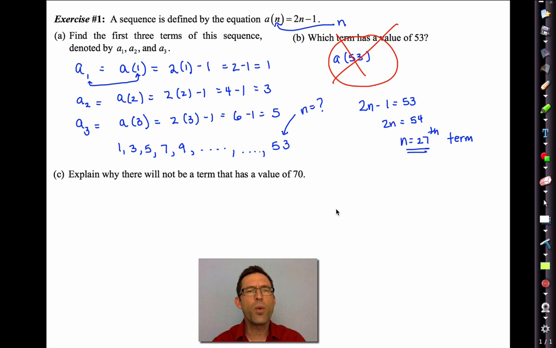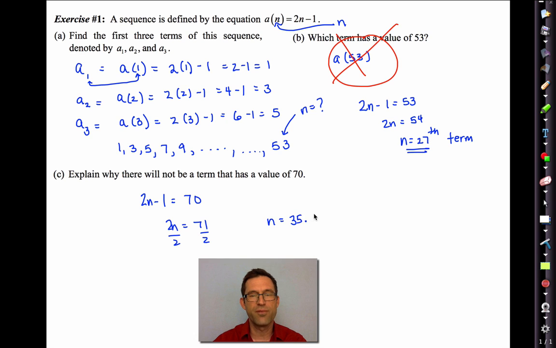Letter C, explain why there will not be a term that has a value of 70. Well, one way of just explaining this is all the terms appear to be odd. Another way of doing it, though, is doing exactly what we just did. We say, well, let me figure out the value of n. So I'm going to get 2n equals 71, divide both sides by 2, and I'm going to get n equals 35.5. But this is impossible.